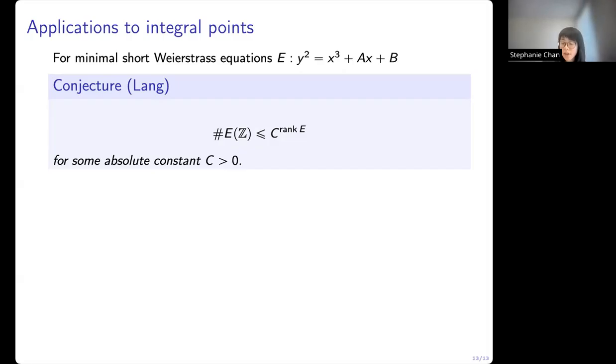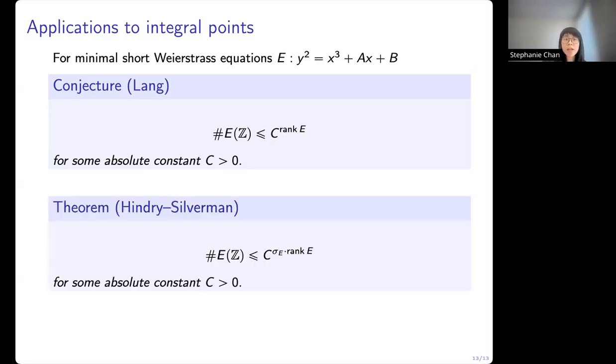One of the results in this direction is a theorem by Hindry and Silverman that shows that the number of integral points is bounded above by C to the Szpiro ratio times the rank, where C is also an absolute constant. So it's just off by the Szpiro ratio. If we believe in Szpiro's conjecture, then the Szpiro ratio should be bounded, and so we should also believe in this conjecture by Lang.